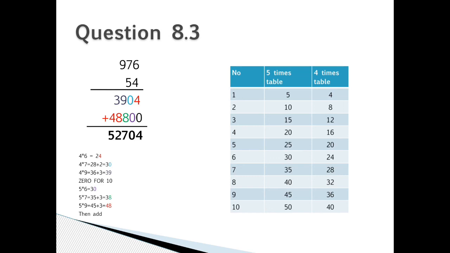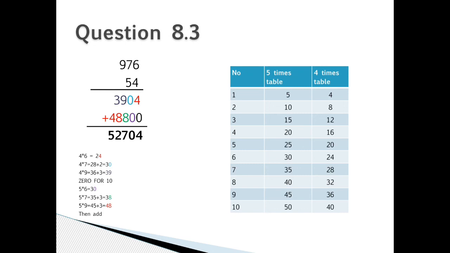With my 4 times table, 1 times 4 is 4, 2 times 4 is 8, 3 times 4 is 12, 4 times 4 is 16, 5 times 4 is 20, 6 times 4 is 24, 7 times 4 is 28, 8 times 4 is 32, 9 times 4 is 36, 10 times 4 is 40.